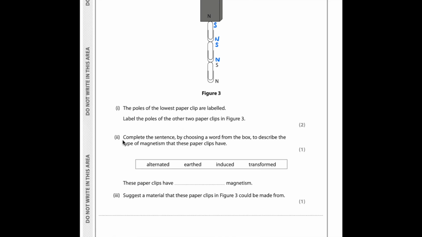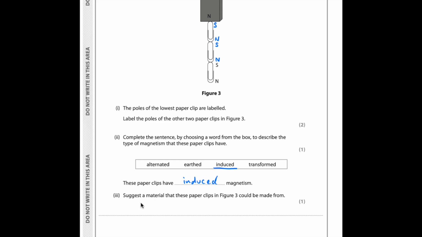Part 2. Complete the sentence by choosing a word from the box to describe the type of magnetism that these paper clips have. So these paper clips have, it'll be induced because it's temporary magnetism. As soon as you take those off that magnet, these will no longer be magnetic.